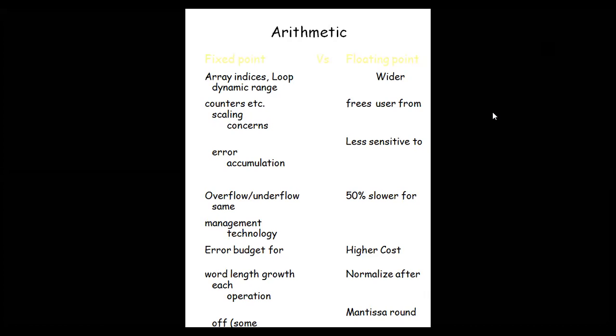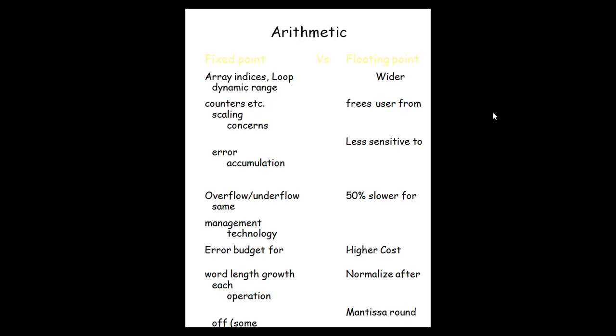Whereas in the case of floating point, we'll have wider counters, etc. It will be free from scaling concerns, and apart from that, it will be less sensitive to error accumulation.